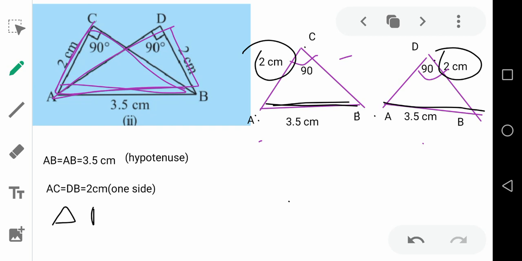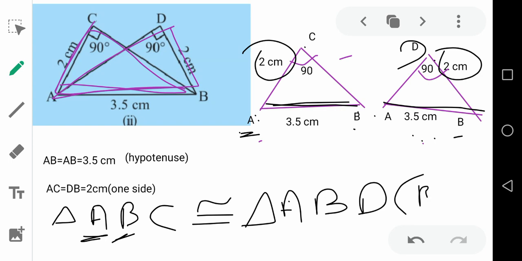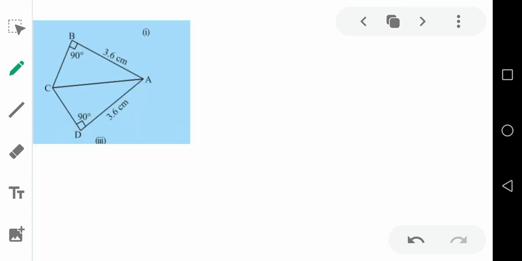So we'll start from triangle ABC. Now in the place of A, what will be here? That is also A only, right? So congruent to triangle A. In the place of B, here also B only. So AB, what is here? D. So triangle ABC is congruent to triangle ABD. So what is the rule? RHS. So using the RHS congruence rule, we got that those two triangles are congruent. Okay, now coming to the third question.